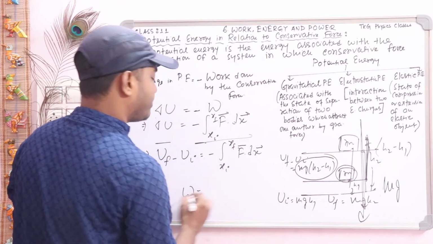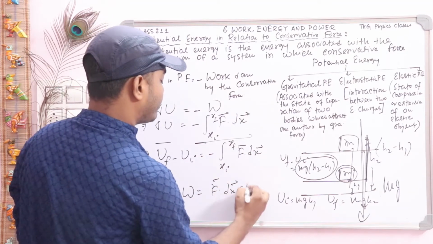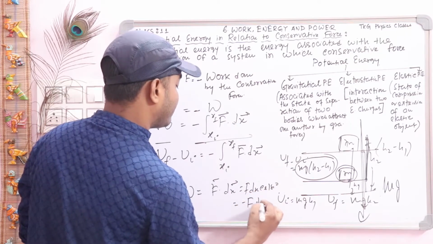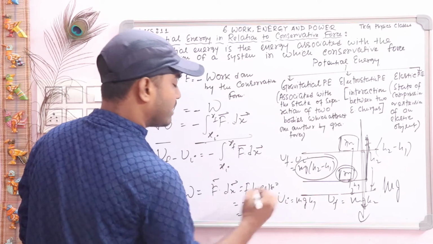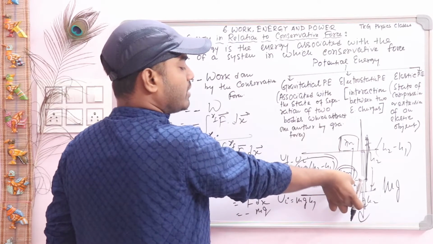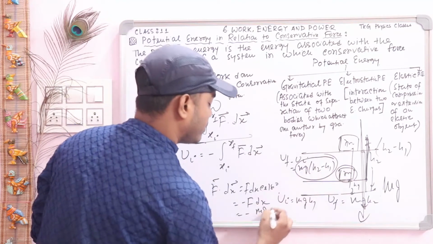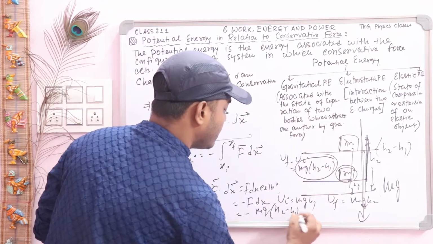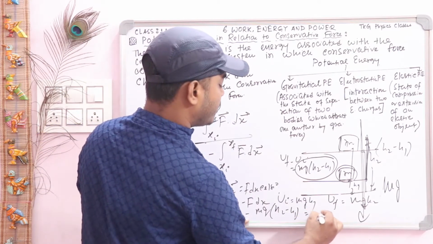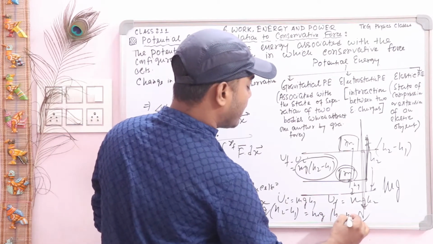So what will be the work done? Work done is equal to force into displacement, that is F dx cos 180, and cos 180 gives minus F dx. Minus F is mg, and what is dx? The displacement: the total height h2 minus the initial height h1, so this one is h2 minus h1. Now you simplify, there is a negative sign, mg, and when this negative sign goes inside, this one will be h1 minus h2.